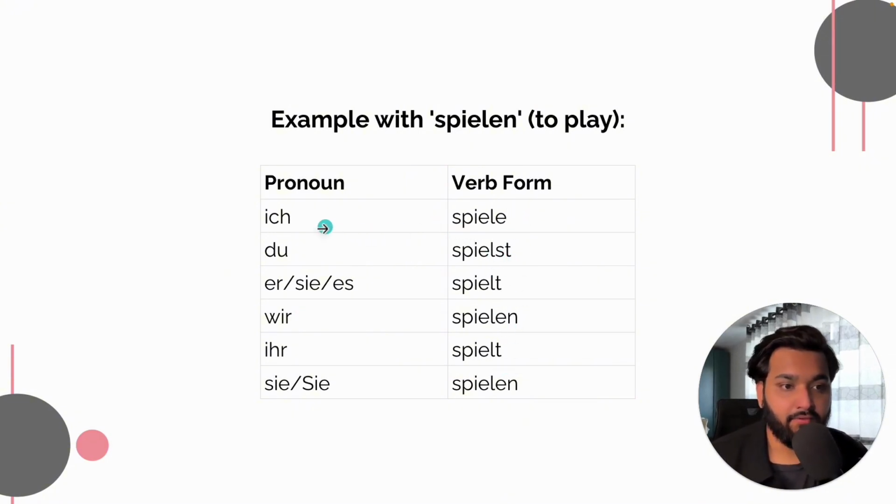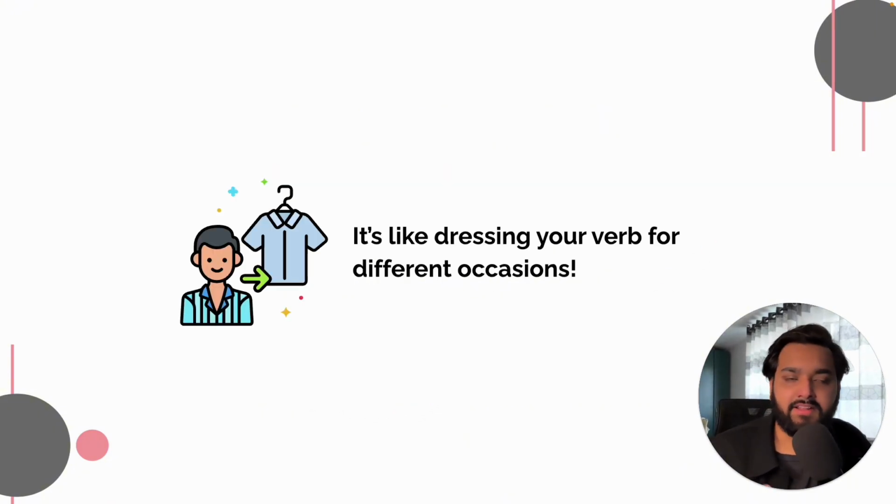You can see for ich it was "e", that's why spiele. For du it was "st", that's why spielst. For er, sie, es spielt, for wir spielen, for ihr spielt, and for sie spielen. It's like dressing your verb for different occasions.